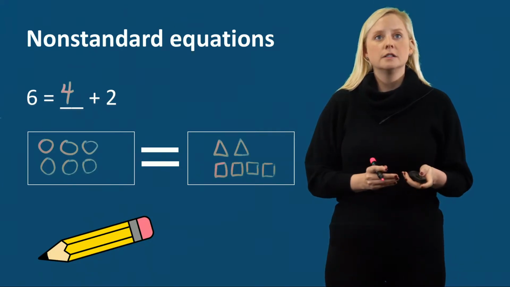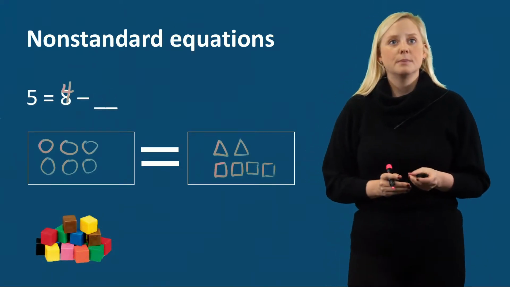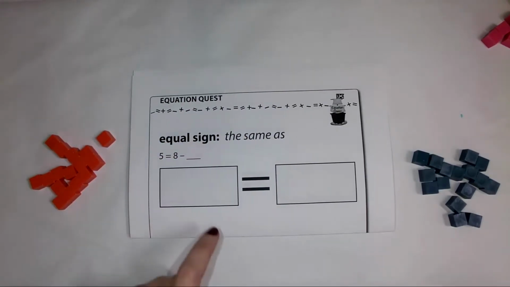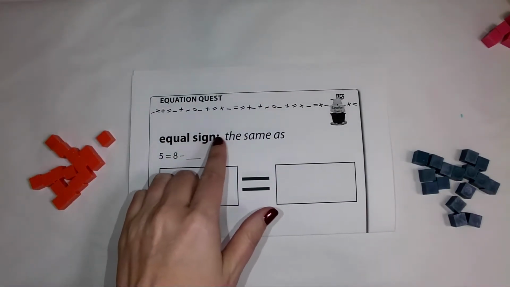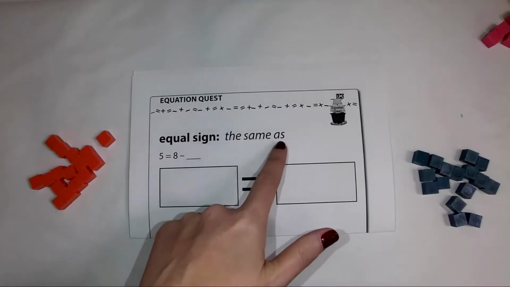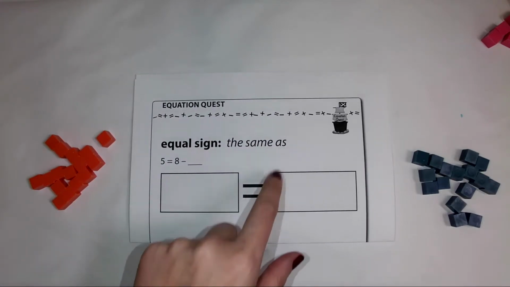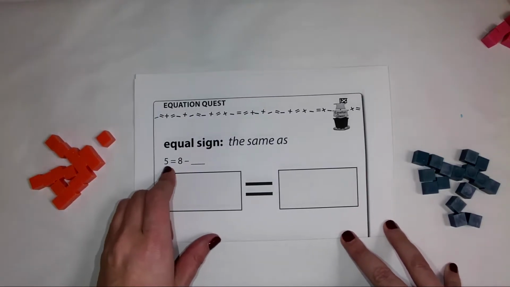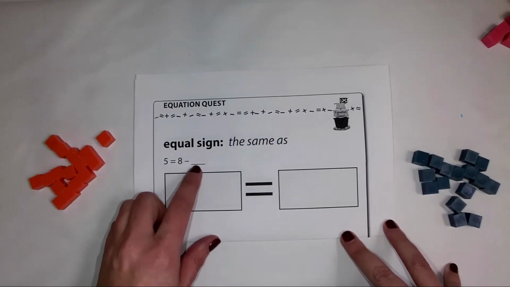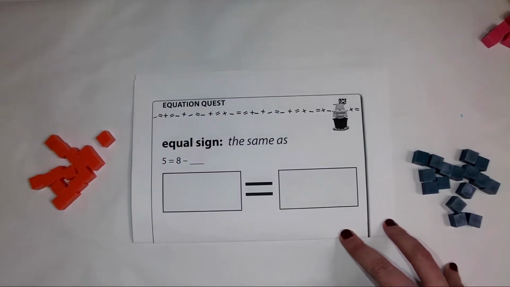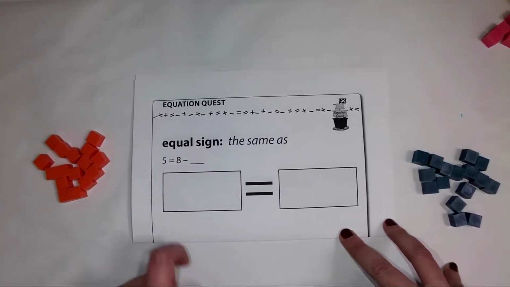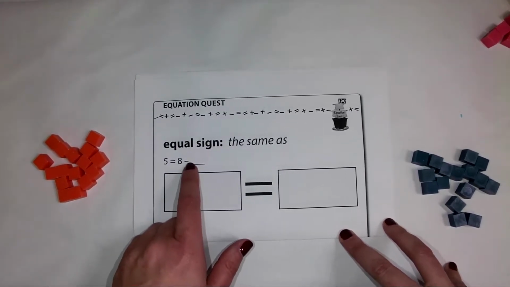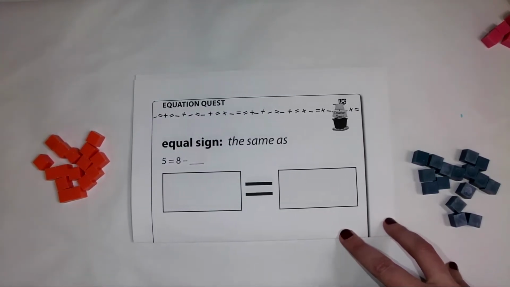Now let's walk over to the doc cam and look at an example using cubes. When we look at this example, again we see it says equal sign means the same as. That's to prompt students to say the same as instead of equal. So let's look at our non-standard equation. This says 5 is the same as 8 minus blank. I'm going to use cubes to solve this problem. What's on the left side of the equal sign corresponds to this box, and what's on the right side of the equal sign corresponds to this box.